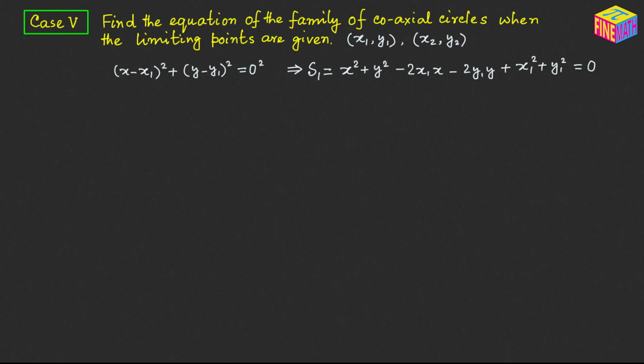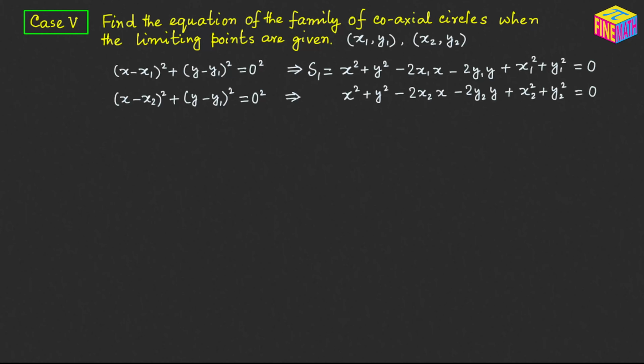Next we are going to come up with a similar equation using the coordinates of the second limiting point. The equation would look like this, and then we are going to do the same thing. We have expanded the equation, and here I am going to call the left hand side of this equation s sub 2. So now we have two equations of circles belonging to this same family of coaxial circles.